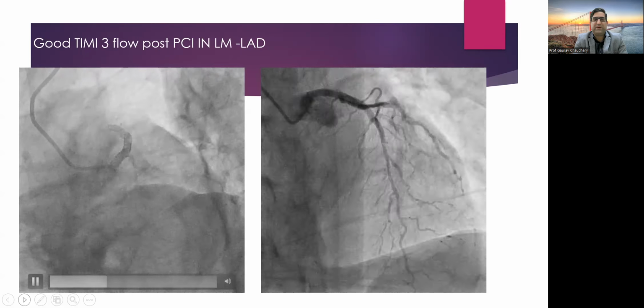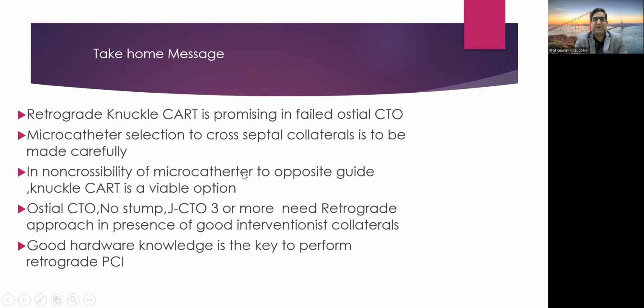So in this particular patient, we could see that it was a primary retrograde case because it has an ostial LAD CTO with a long segment and good interventional collaterals, and the antegrade attempt had failed. So these are the primary indications to go with a primary retrograde approach. Many times when there is non-crossability of the microcatheter, then of course knuckle card is a viable option, because in the setting of calcium, we would not be able to cross the microcatheter from the retrograde approach because there is a lot of calcium.